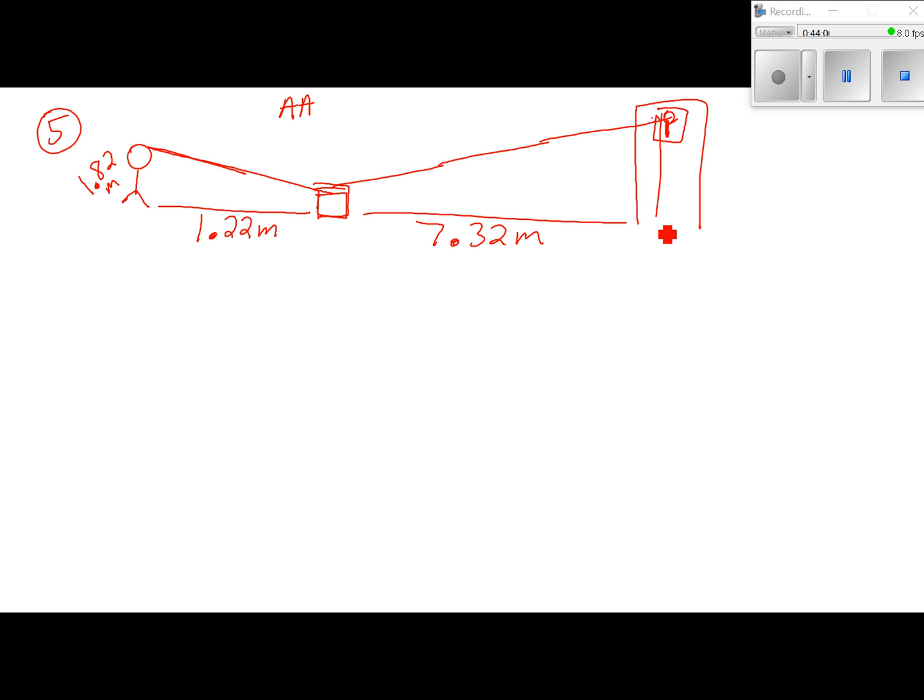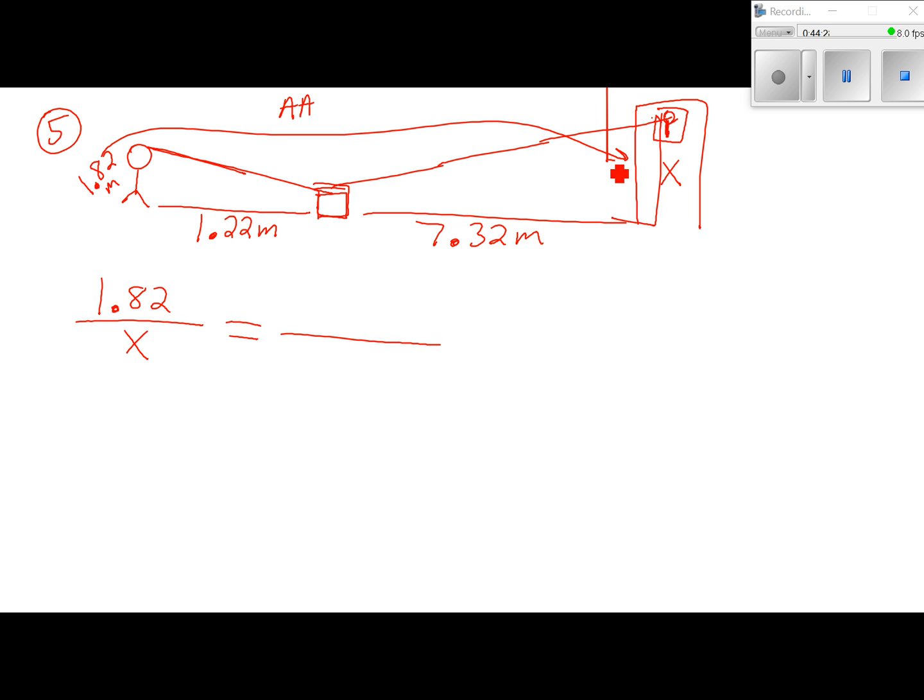We want to figure out this height right here, so that's going to be our X, and we're just going to set up our proportion. It's going to be Sam's height, 1.82, compared to the height of the window, which we don't know what it is, so that's our X. So this height compared to this height, and then Sam's distance from the mirror compared to the building's distance from the mirror. So 1.22 on top here, 7.32 on bottom.